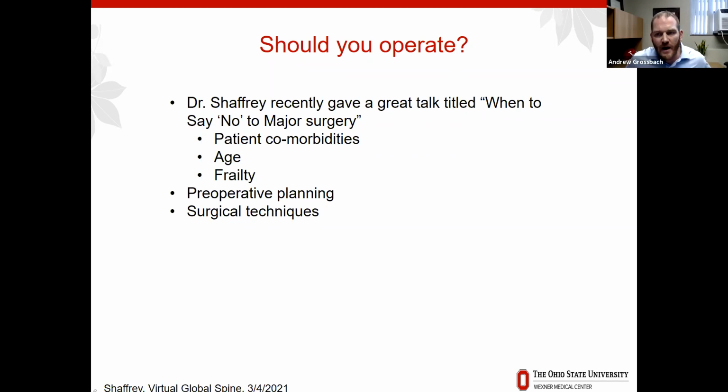Once you decide to offer a patient surgery, preoperative planning is extremely important. So what correction are you trying to get? What are your goals you're trying to accomplish during surgery? How are you going to do that? That can set you up for success or for failure. And then the surgical techniques, are you able to do what you plan to do? How are you going to do that so you can have a successful outcome?